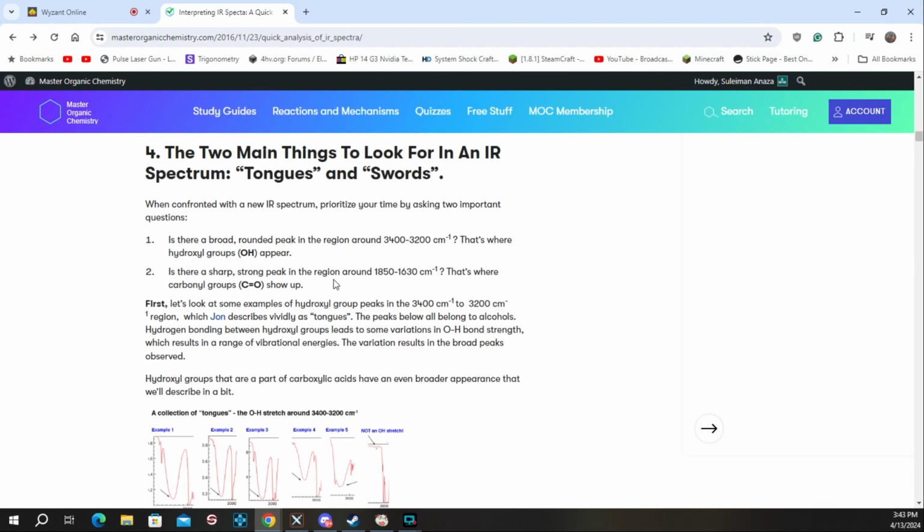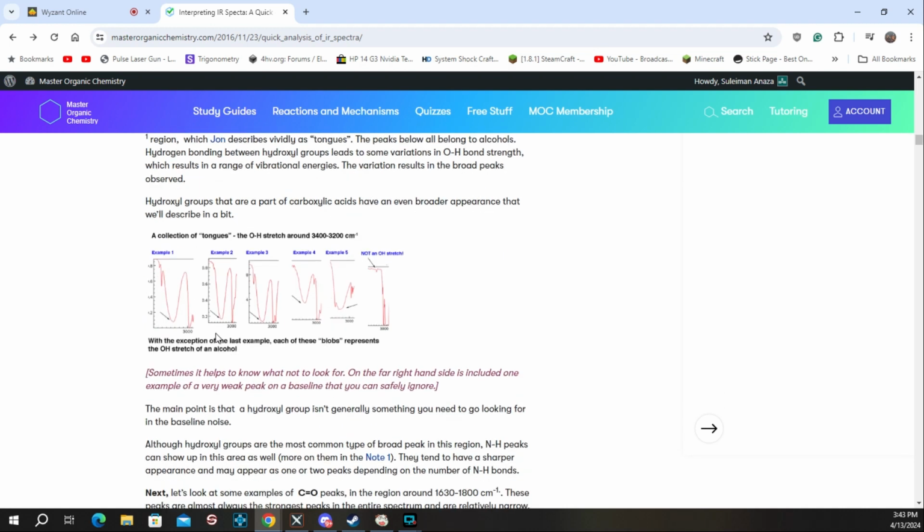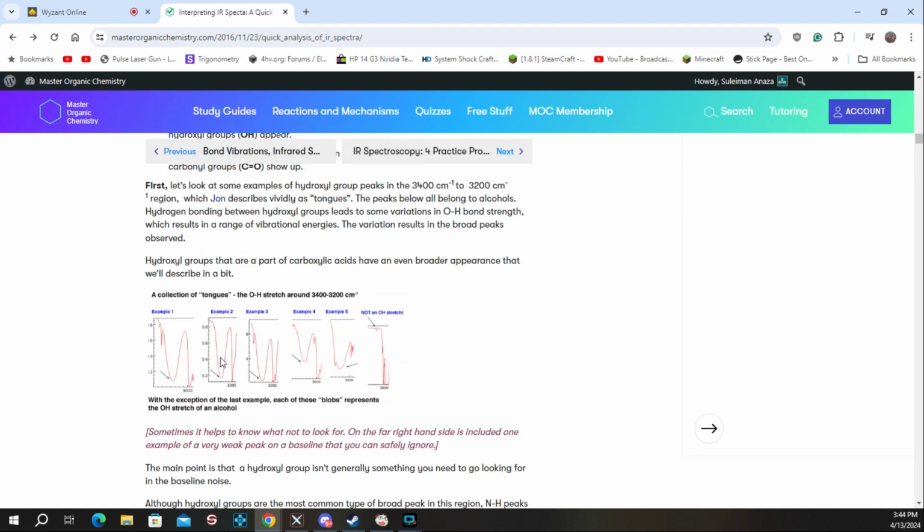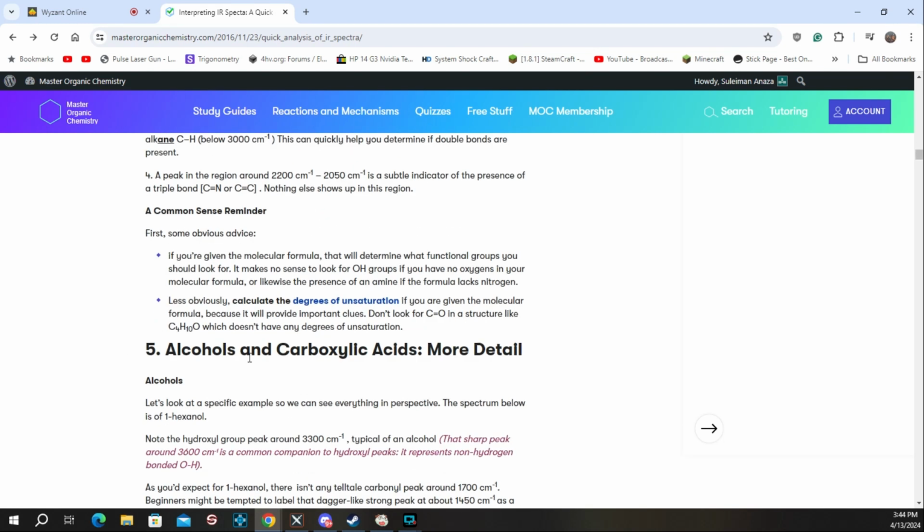He makes this distinction of tongues versus swords. So when people say broad peaks, that's what they mean. Tongues are broad peaks. So alcohol, which these are examples of here, these alcohols, and one of these might be a carboxylic acid, but no, these are all alcohols. These alcohol stretches, this is what they mean when they say broad, strong peak. These down here, these sharp peaks, when they say sharp, this is what they mean. So when I say there's a sharp peak in ether, here. When I say there's a broad alcohol peak, here. Strong difference.